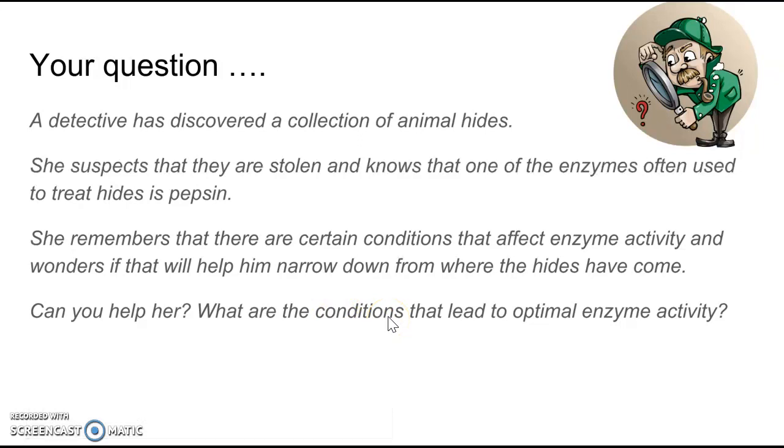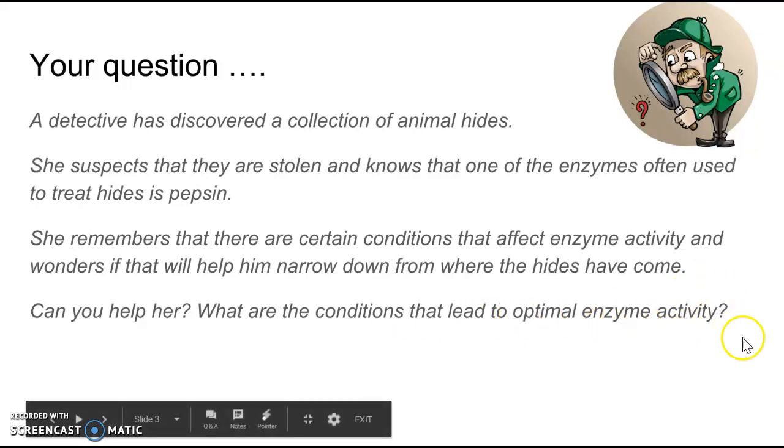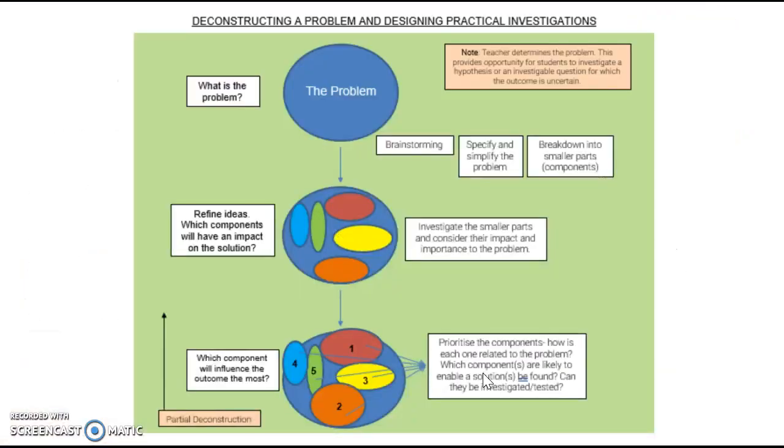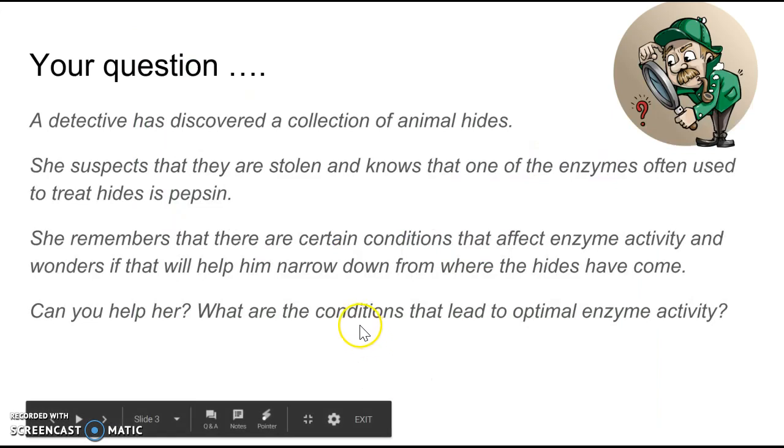What are conditions? Well, things like, I'm not actually going to tell you. You can think about that. What does optimal mean? What does enzyme mean? What's activity? These are all important components of this question. Then we're going to go, which components will have an impact on the solution? Okay, let's go back. Conditions. Will they have an impact on the solution of finding the optimal enzyme activity? Yeah, pretty sure they will. Okay, cool. So there's our thing.